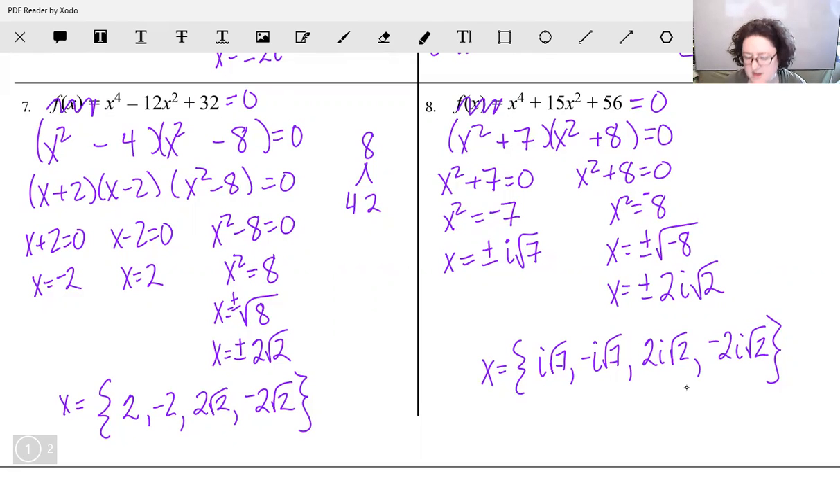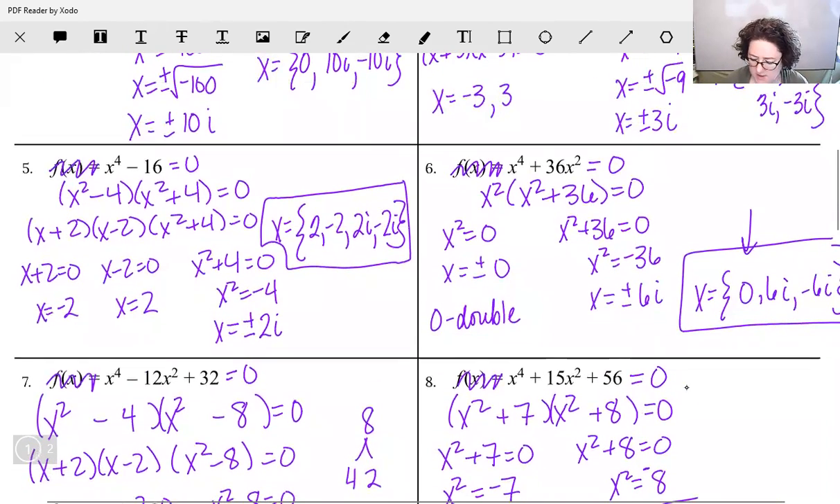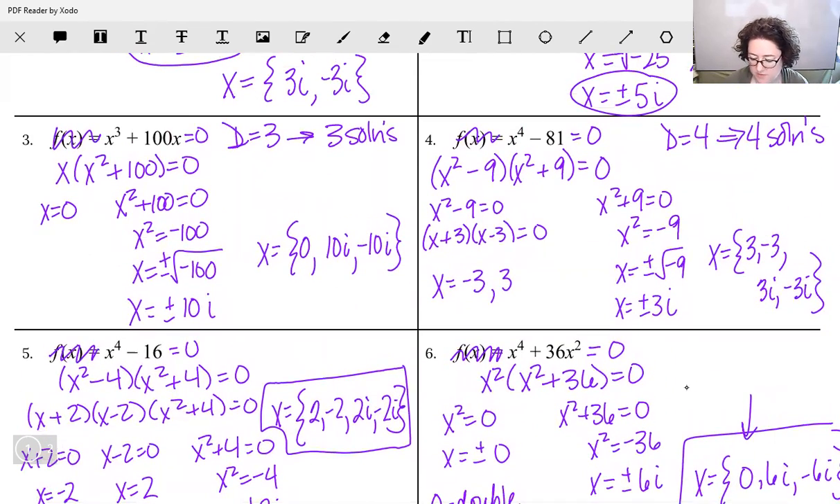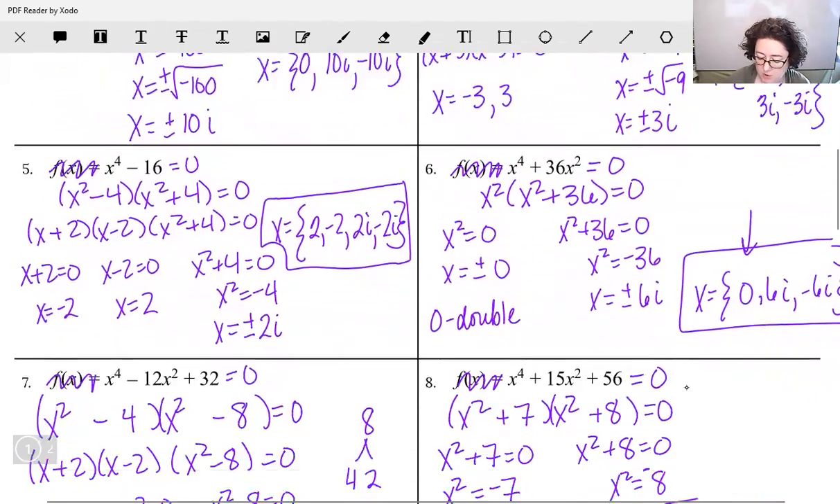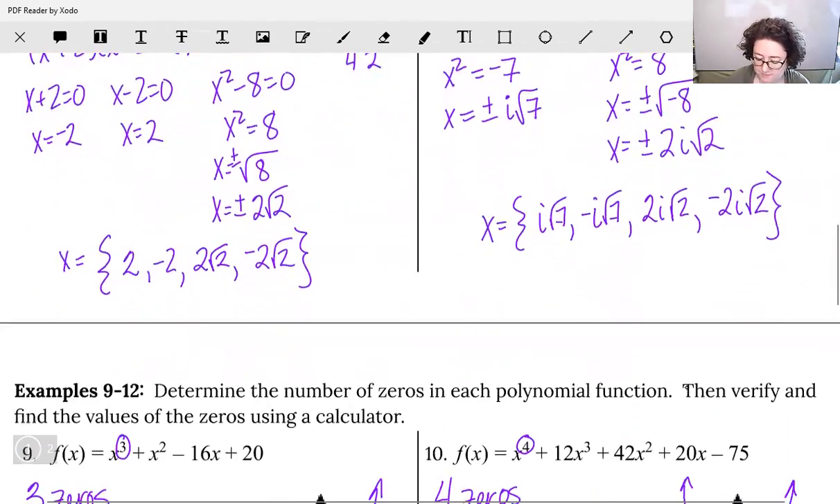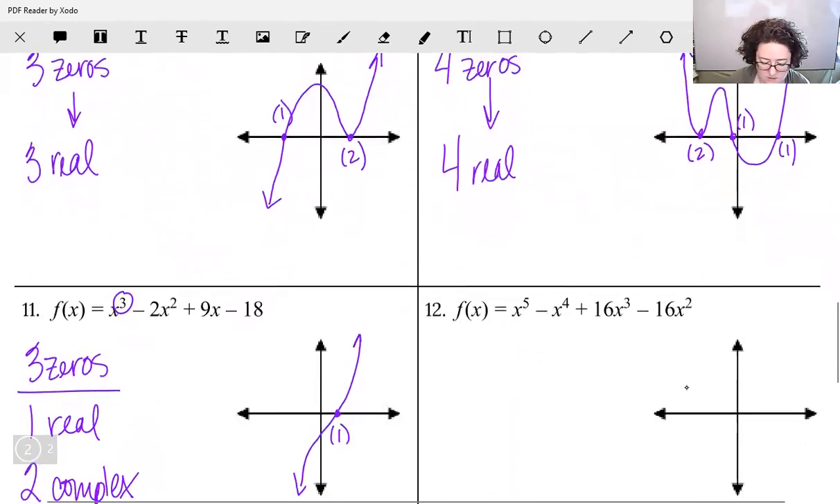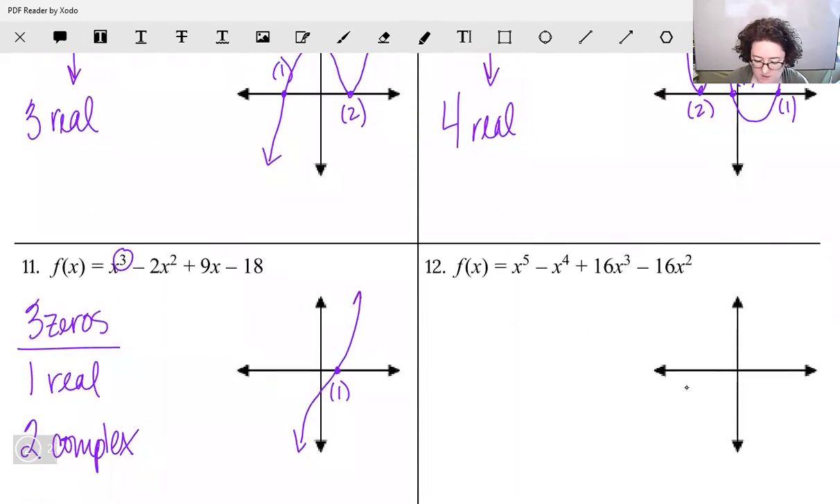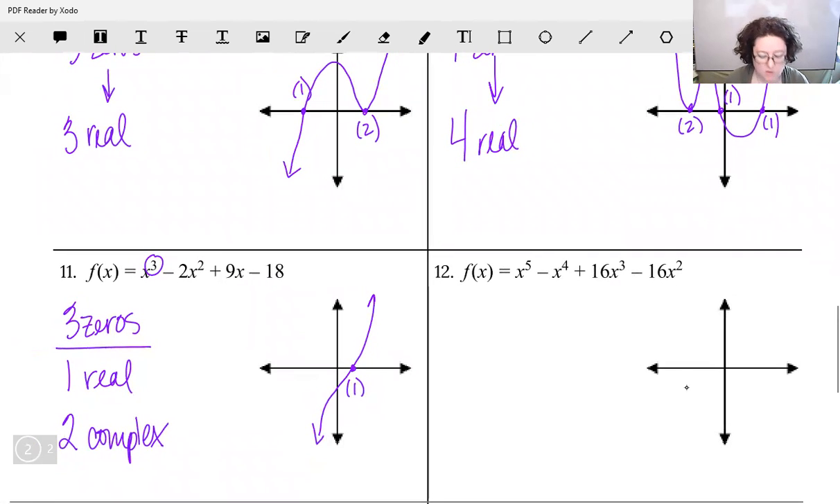So did that happen with all of them? Let's see here. Yep, number 5, my two complex answers were positive 2i, negative 2i. Number 6, I had positive 6i, negative 6i. Same thing with 3 and 4, they occurred in pairs. So anytime you're looking at a graph, keep in mind you are always going to have a pair or an even number of complex roots.